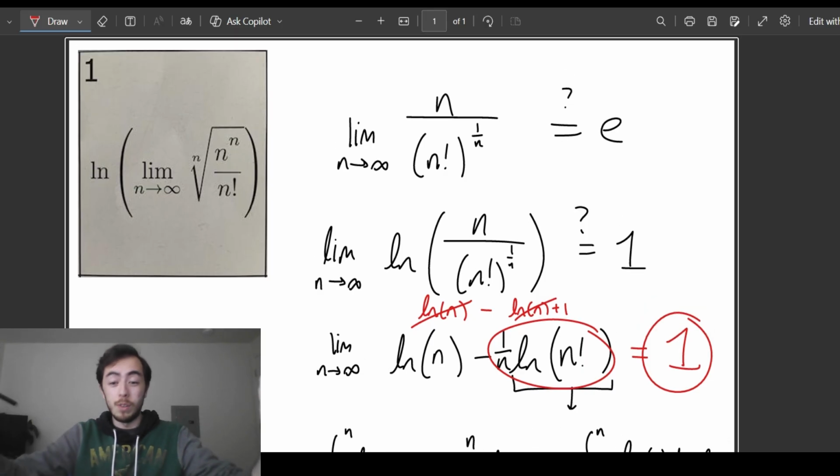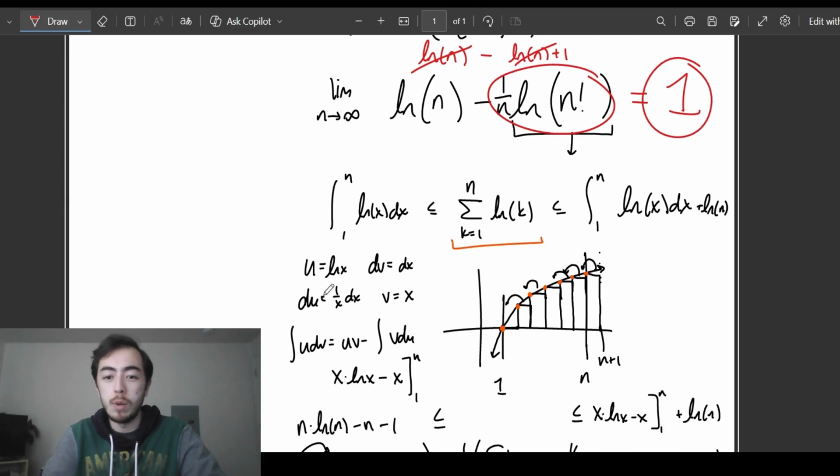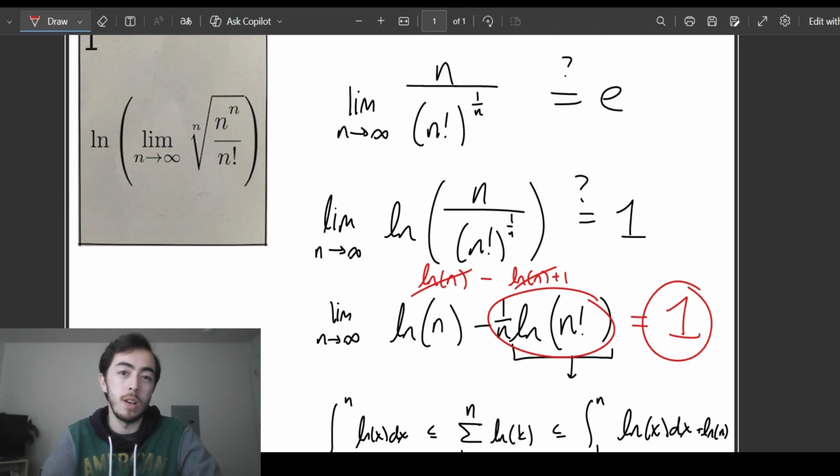So that's the problem. There's 2 different ways to solve it. As far as I know, maybe there's more, but I figured I'd show both just to show you different ways of trying to solve this problem.